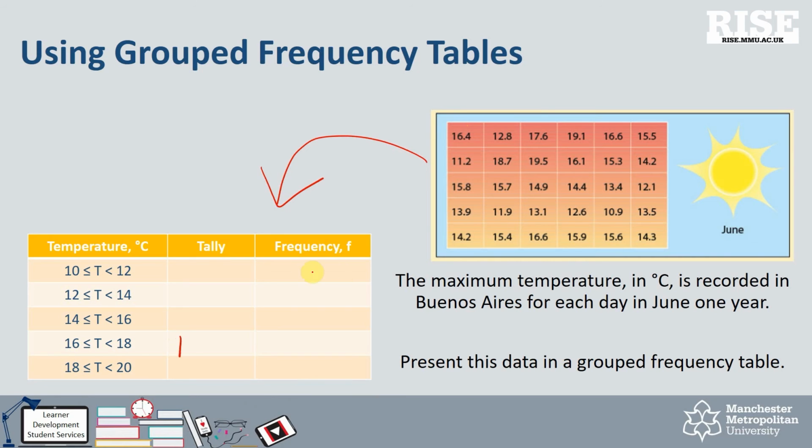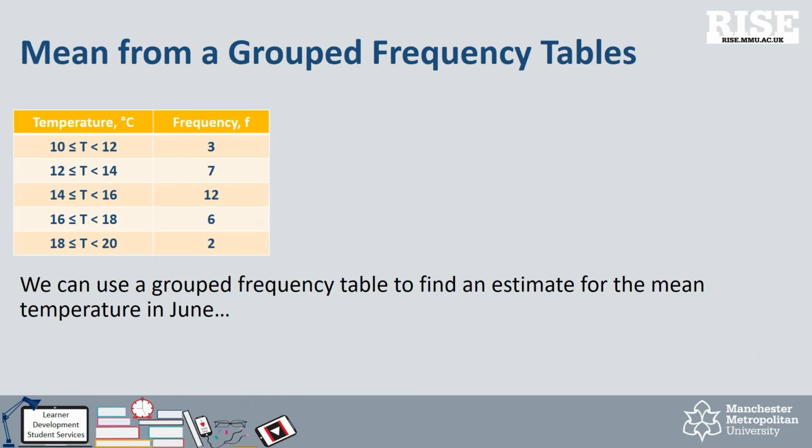Once you've done all the tallies, just write the number of how many is in each group in the frequency columns. Pause the video, have a go, and when you're ready to compare tables, press play. Here's the table you should have then by transferring those temperatures into the tables.